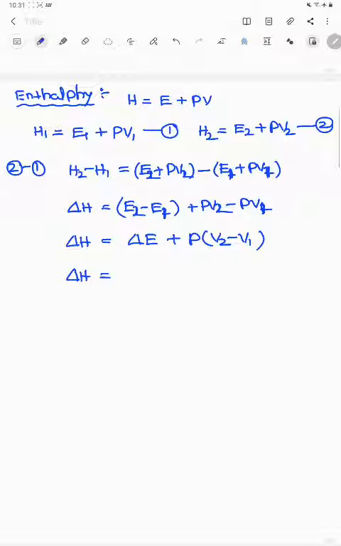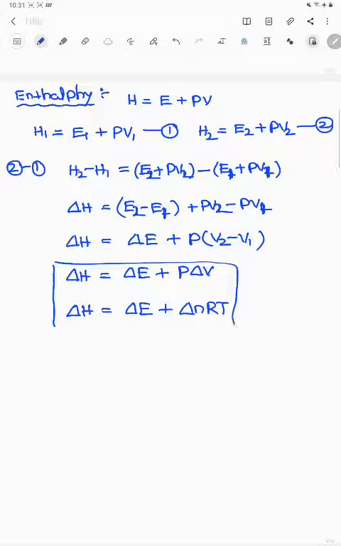Here delta H equal to delta E plus P delta V, or it can also be written as delta H equal to delta E plus delta nRT. These are the main equations which are used to calculate the change in enthalpy: delta H equal to delta E plus P delta V, or delta H equal to delta E plus delta nRT.